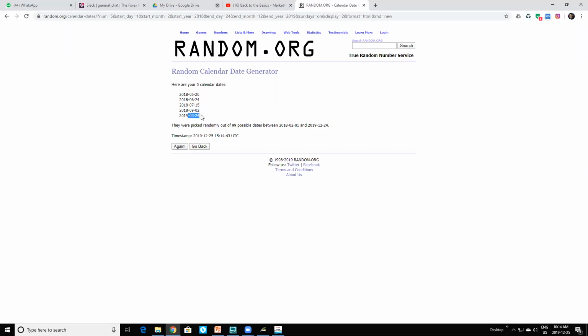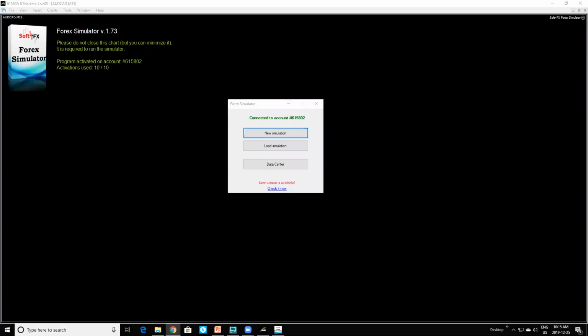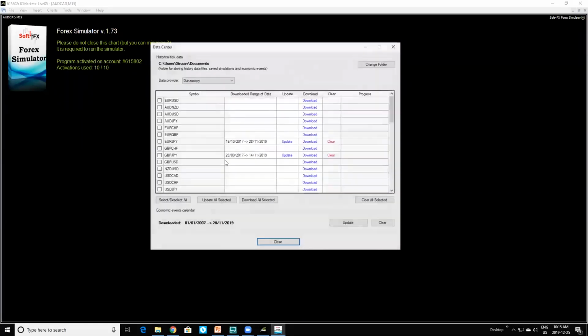Let's do March. Let's do 24. Actually, let's do July 15th, 2018. All right, let's do 15th July 2018. So first we're going to download the data. We're going to simulate GJ here, our favorite. Oh, GJ already has the data.